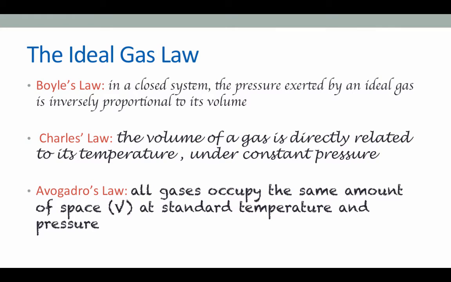The ideal gas law is a convergence of Boyle's law, Charles' law, and Avogadro's law. Boyle's law can be summarized by: in a closed system, the pressure exerted by an ideal gas is inversely proportional to its volume. So if the pressure rises, the volume will decrease. If the volume increases, the pressure will decrease.